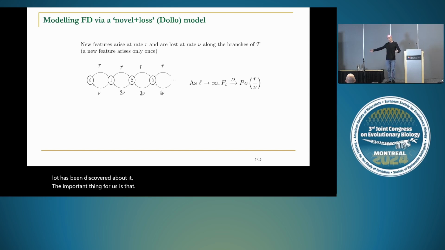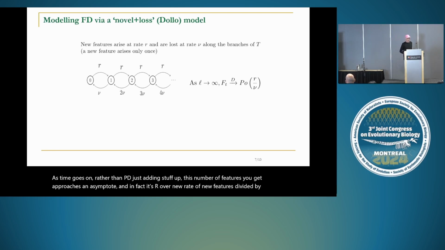as time goes on, rather than PD just adding stuff up, the number of features you get approaches an asymptote. And in fact, it's R over nu, the rate of new features divided by the loss rate, and the number converges to a Poisson.